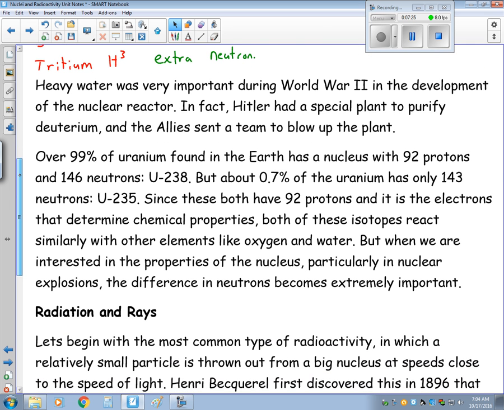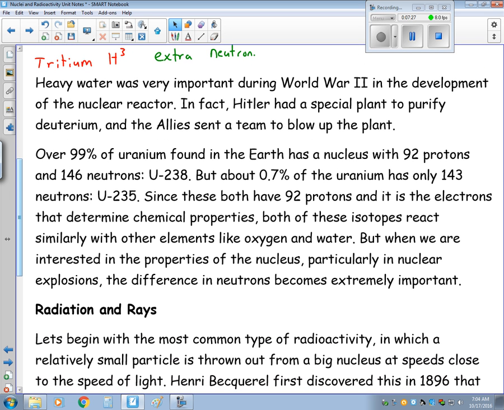Now, going on with isotopes, when it comes to radioactive elements like uranium, 99% of the uranium found in the Earth has a nucleus with 92 protons and 146 neutrons. We call this uranium-238. About 0.7% of this uranium has only 143 neutrons. That makes it uranium-235. And again, since both of these have 92 protons and 92 electrons, they have pretty close to the same chemical properties.